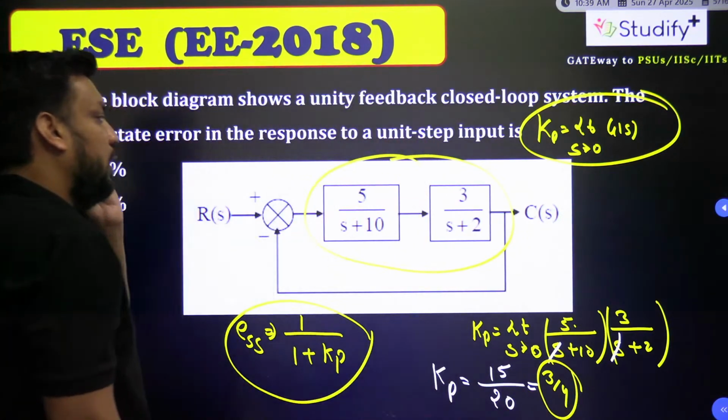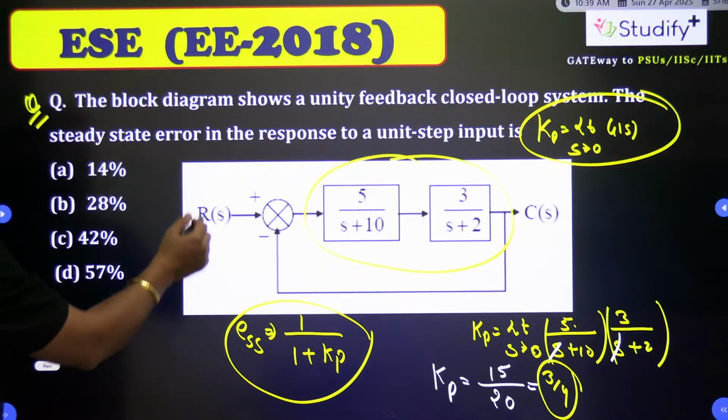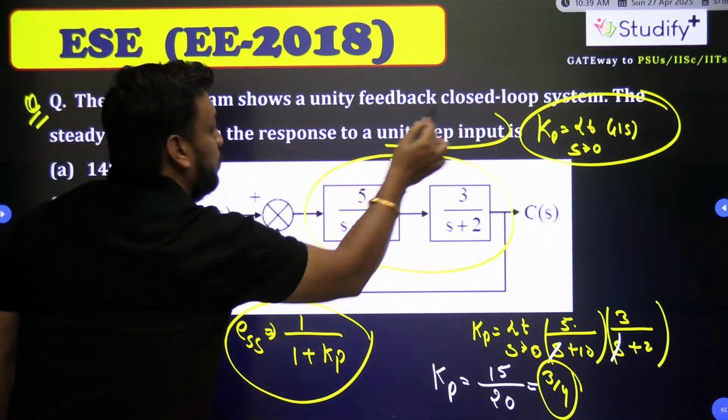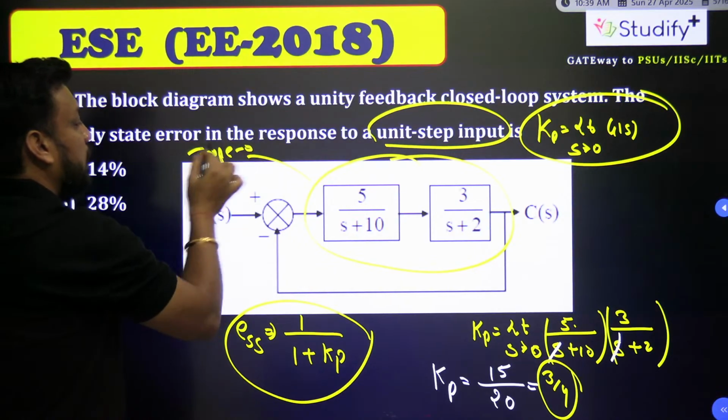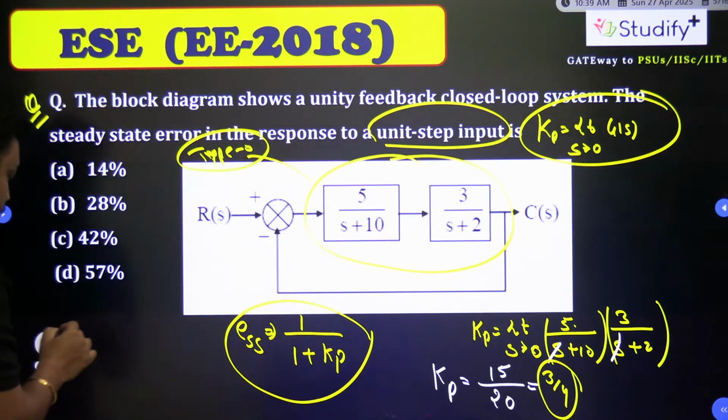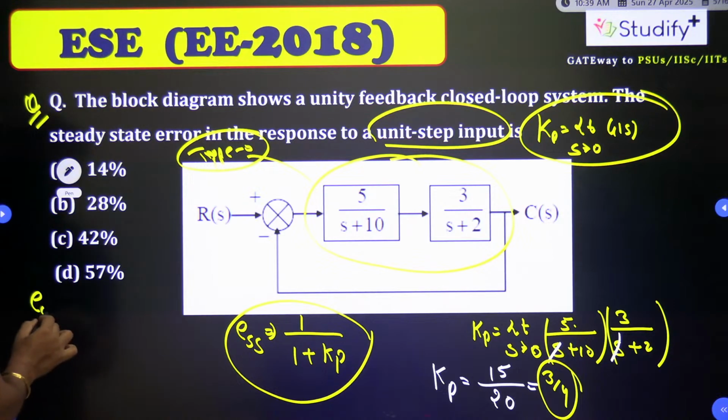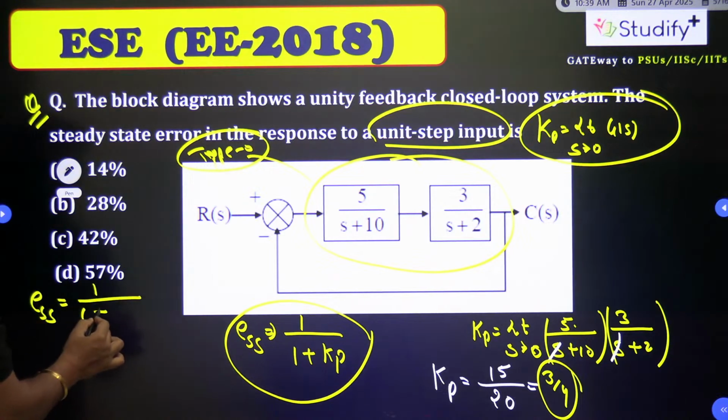kp value 3 by 4 आया आपका? Yes sir, 3 by 4. और error क्या है? Because input दिया है unit step input and type of this system is 0 only. System का type 0 है because no open loop pole at origin. So I simply need to put the value here 1 upon 1 plus.